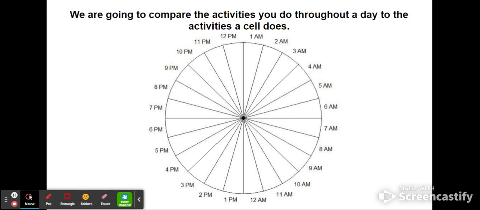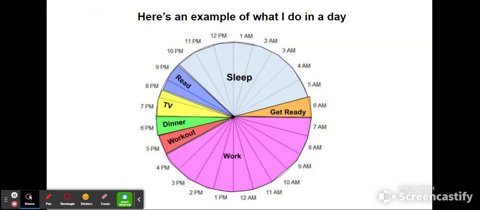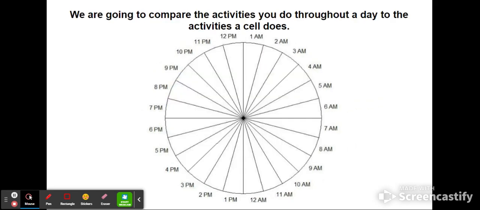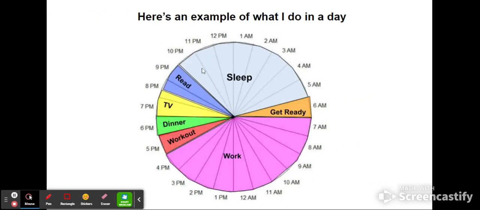Okay, so you've got this little chart that you can fill in on that front page, and I'll show you how this works. So this is just one day. You see all the hours. You're going to fill it in. This is what my day looks like. So first, I'm sleeping from like 9:30, 10 to 6 a.m. Then I get ready. I go to work. I come home. I do a workout. I eat dinner. I watch TV and I read.